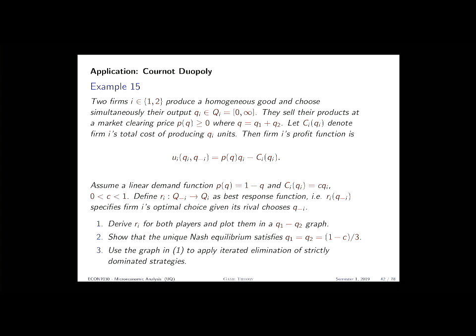Okay, today we're going to continue with game theory, and in particular we're going to have two applications, one for simultaneous games, and the other one for sequential games.